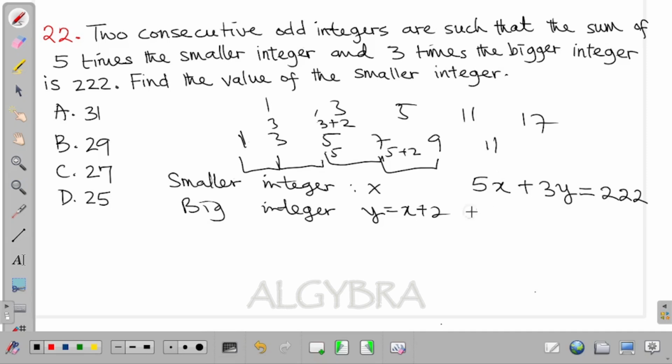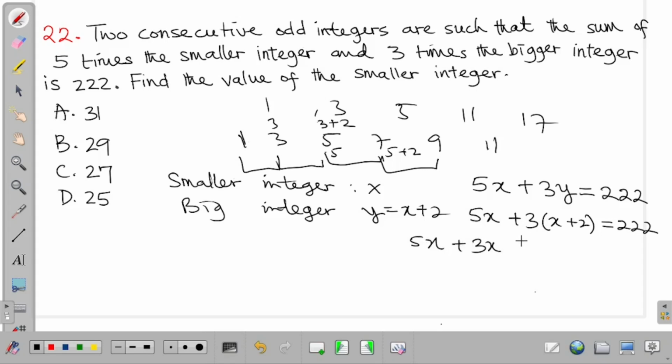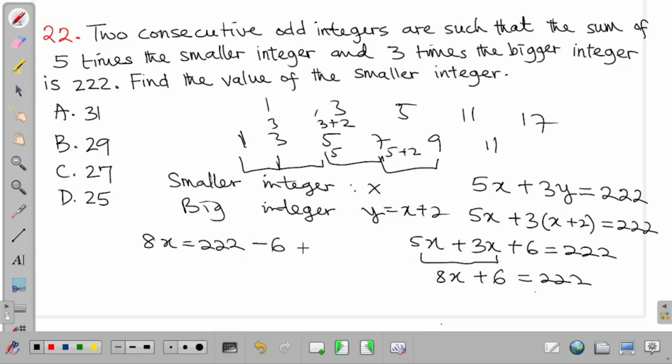So in that case, I'm going to have 5x plus 3 times x plus 2 equal to 222. If I expand the bracket, I'm going to have 5x plus 3 times x, which is 3x, and 3 times 2, which is 6, equal to 222. If I collect the terms that have x, I'm going to have 8x plus 6 equal to 222. If I take the 6 to the right hand side, I'm going to have 8x equal to 222 minus 6, which is the same thing as 216.